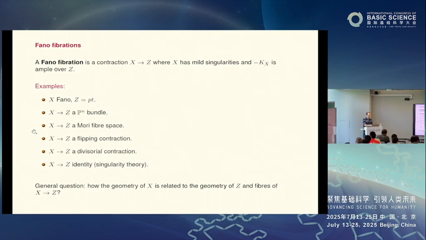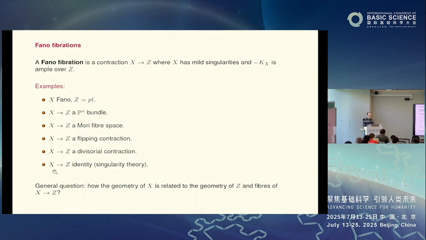And another object, these are called Mori fiber spaces, and I will not define this, but this is, again, a kind of Fano fibration, very central in birational geometry. For example, like a conic bundle. But also there are other ones which may not be obvious that you can call them Fano fibrations. These are, for example, flipping contractions. Again, these come from the birational geometry world, or divisorial contractions. We can view these things also as Fano.